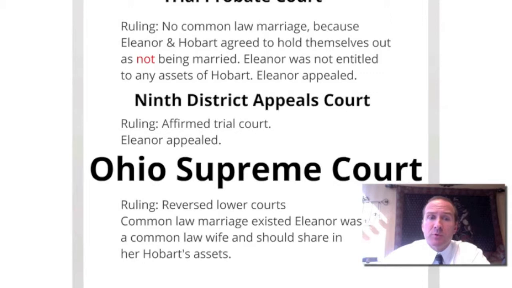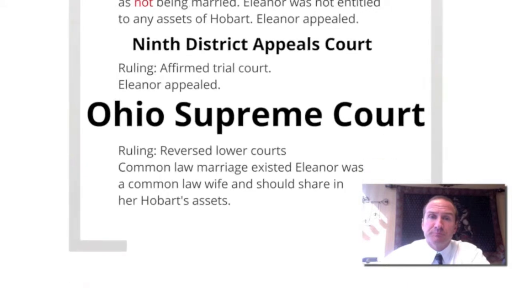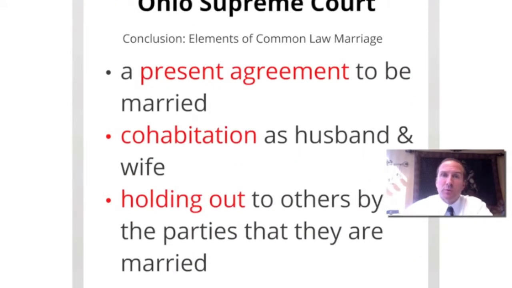The ruling of the Ohio Supreme Court is that they reversed both the 9th District Court and the trial court. They concluded that common law marriage existed. Eleanor was a common law wife, and she should share in Hobart's estate assets. The Ohio Supreme Court republished common law marriage rules that have been around for decades, setting up the elements of the common law marriage. Number one, a present agreement to be married. Again, the present agreement means that you can't promise to get married in the future. It's got to be, I want to be married, I want to marry you now.